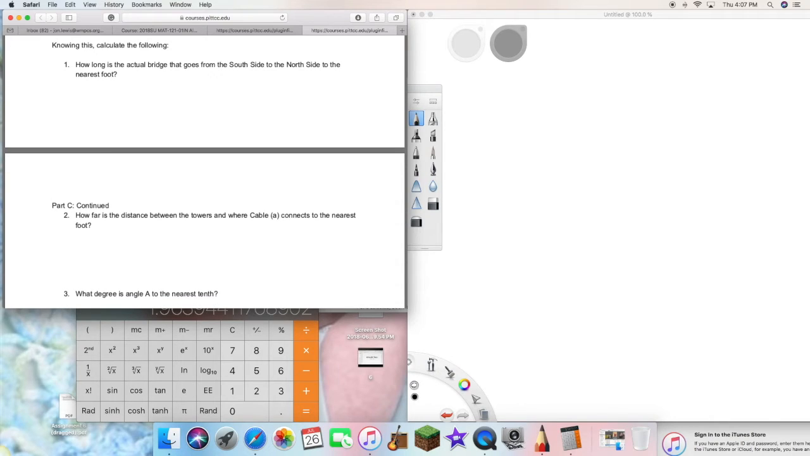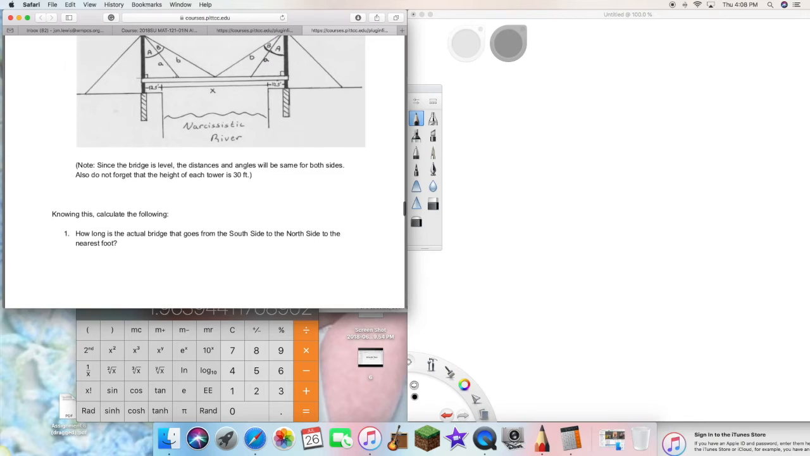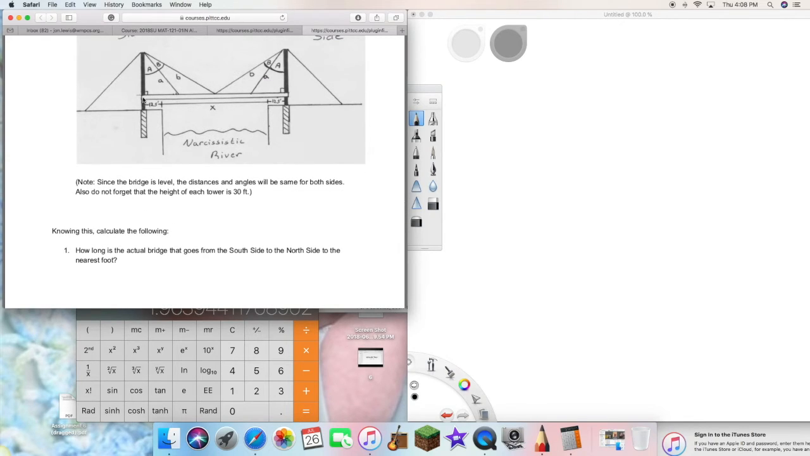It's asking for how far is the distance between the towers of cable A connects. So if you know whatever this entire distance is, and according to your instructions, this is a quarter of the way, well, figure out what a quarter of the entire bridge is. And then it's going to ask you what the distance is between here and where this cable connects. And that is half the way. So if you know the entire distance of the bridge, you can figure out half the way. Okay? These are the hints. Again, I'm not giving you everything. I want you to try to figure some of this stuff out on your own. Now that you've got those measurements, you should be able to find your other things.